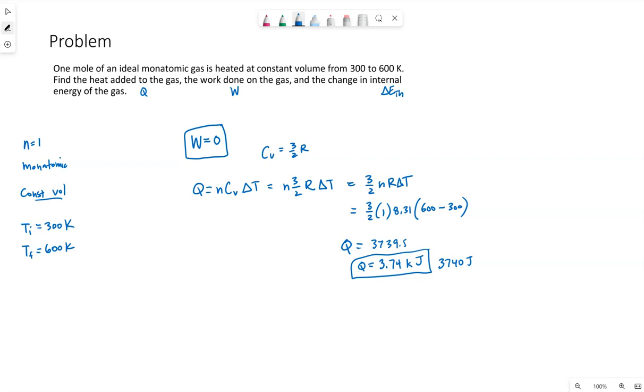So we have work is 0, and we have Q, the heat. Now we want the change in internal energy, which is also delta E thermal. The way we relate work and heat to delta E thermal is through the first law of thermodynamics. Delta E thermal has to be Q plus W. That's 0. So delta E thermal ends up being the same as the heat because there is no work done.